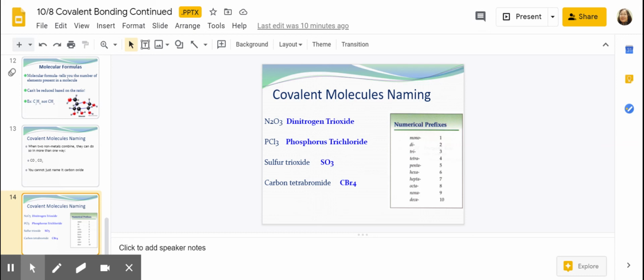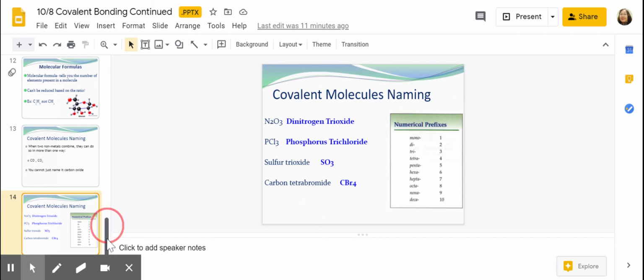So this one is phosphorus. The first one is 1 phosphorus. We don't bother to write mono. So phosphorus, and then 3 chlorine is trichloride. And when you say the name, you should be able to write the formula. Sulfur is S, trioxide, so 3 oxygen: write the oxygen symbol and write 3. And carbon tetrabromide means carbon is C and tetra is number 4. So you write Br, which is bromine, with a small subscript 4.